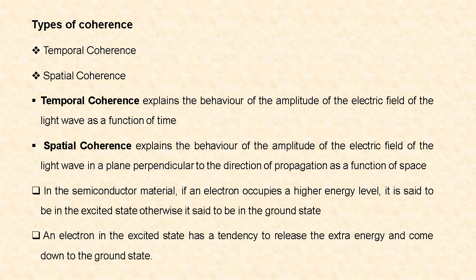Next, if you consider a semiconductor material, an electron occupying a higher energy level is said to be in the excited state and the electron occupying a lower energy level is said to be in the ground state. And also an electron in the excited state has a tendency to release the extra energy and come down to the ground state, that is the lower energy level.